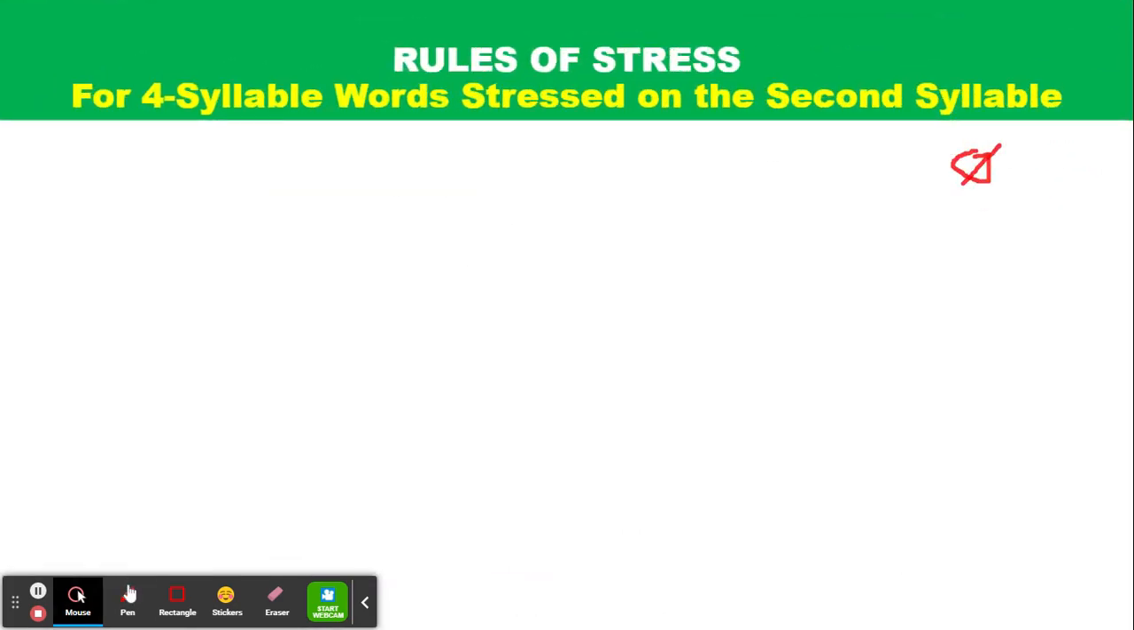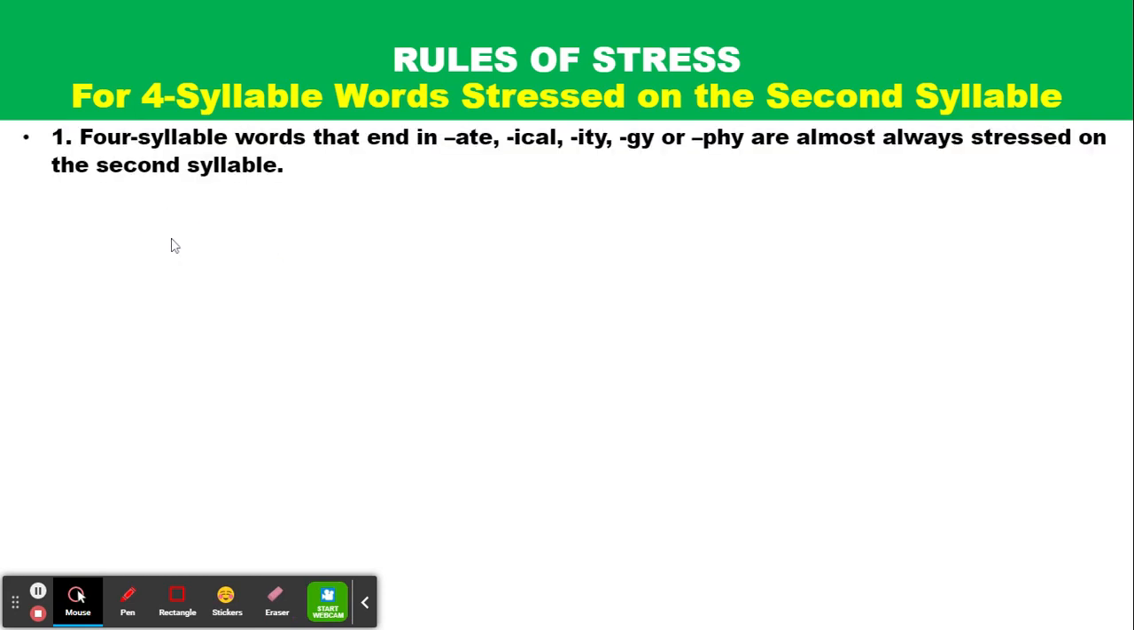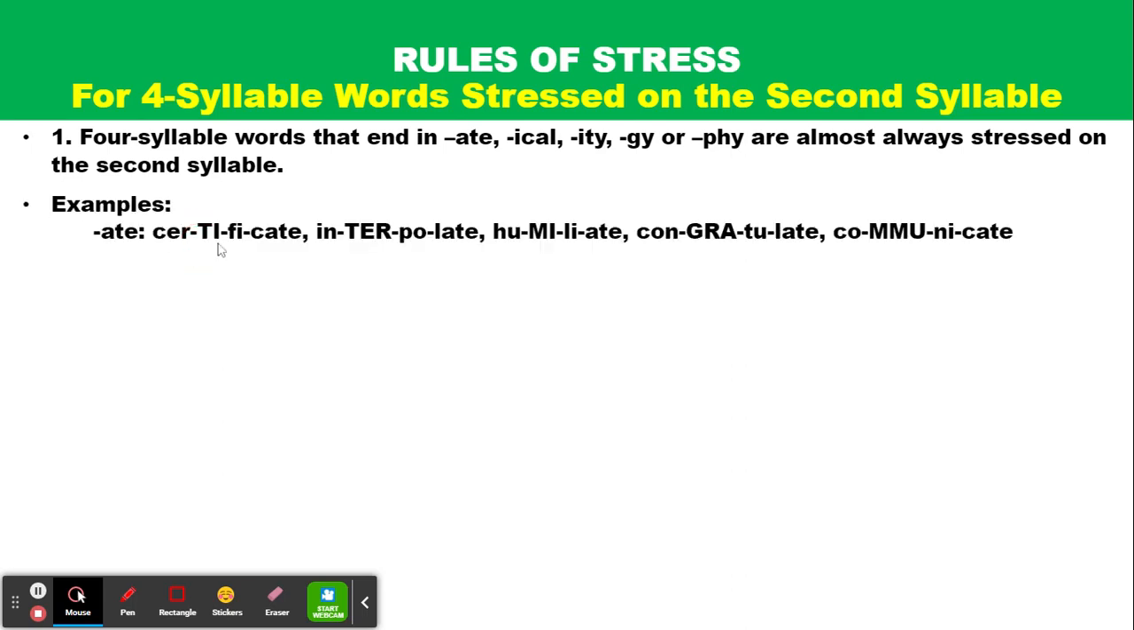Now we move on to the next rule, and that is rules of stress for four-syllable words stressed on the second syllable. One of these rules is that four-syllable words that end in ate, ical, ity, gy, or phy are almost always stressed on the second syllable.